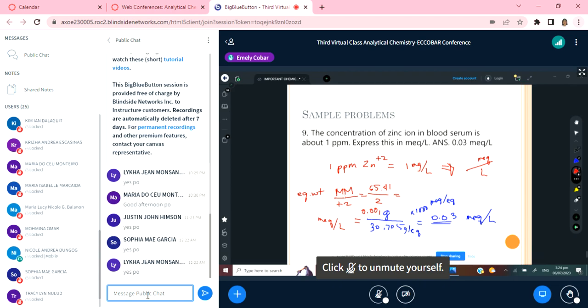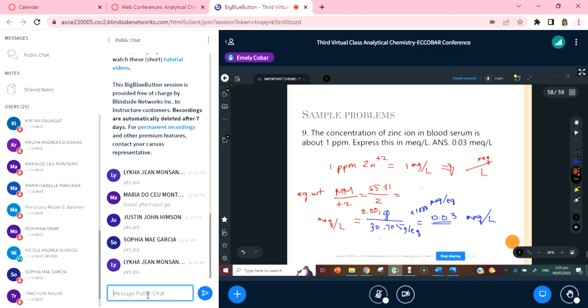So, which is 65.41 divided by 2. Okay, ito na yung equivalent weight. Okay, how do we get down MEQ per liter? Ganito. 1 milligram, i-convert natin to grams. Bakit natin i-convert to grams? Kasi yung ating equivalent weight is gram per equivalence.